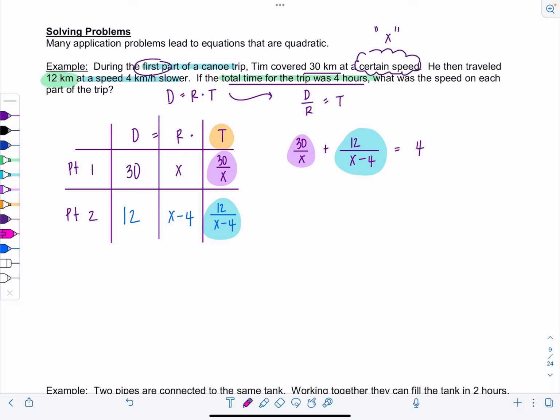So domain, remember, you don't want any zeros in the denominator. That means from this one, x cannot be 0. And also here, x cannot be 4. Okay, so those are our 2 restrictions.